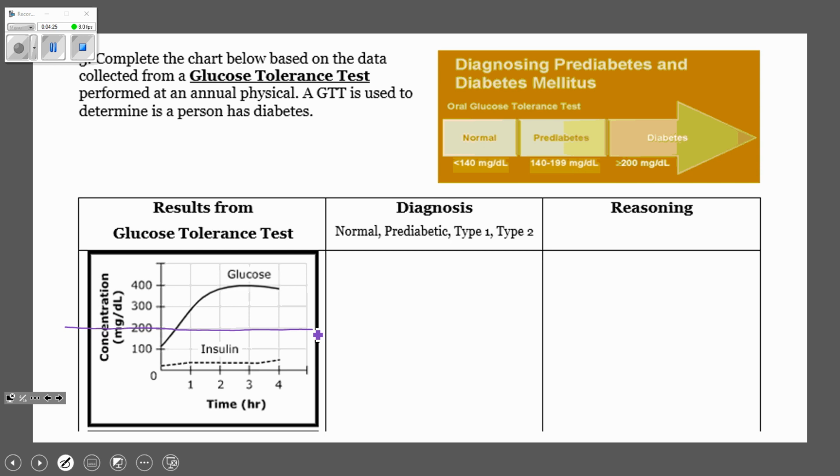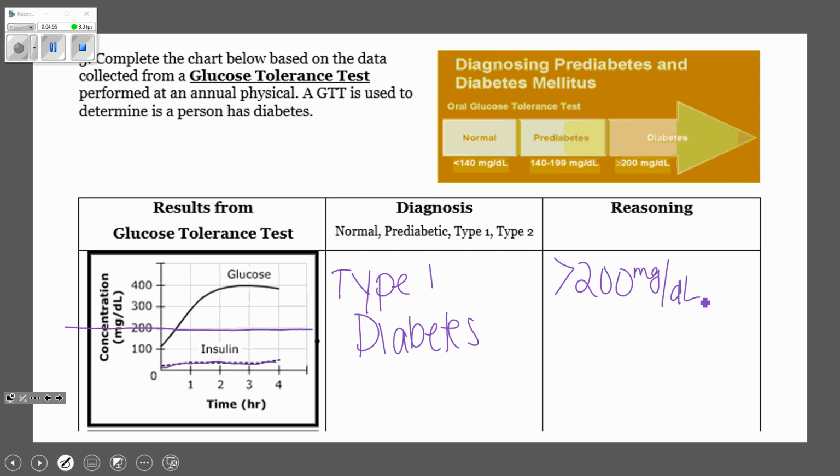If their insulin value stays very low, under 100, that person is going to have type 1 diabetes. So looking here, this insulin value is under 100. And since it's under 100, we're going to say they have type 1 diabetes. For the reasoning or your explanation, you're going to write down that their sugar level is above 200 milligrams per deciliter. And then additionally, they have low insulin.